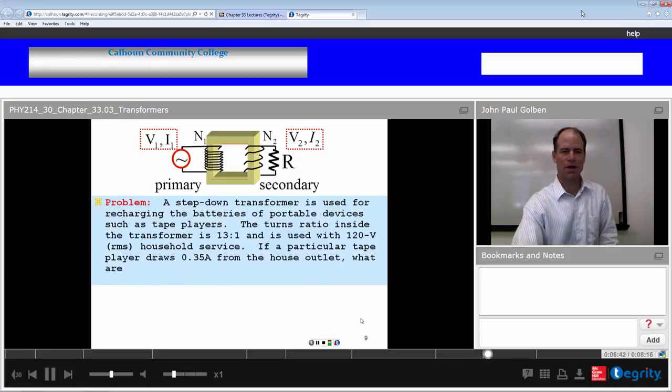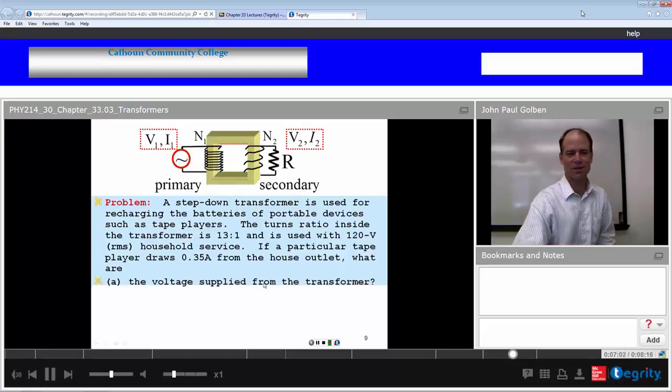Let's try another problem. A step-down transformer is used for recharging the batteries of portable devices such as tape players. The turns ratio inside the transformer is 13:1 and is used with 120 volt RMS household supply service. If the particular tape player draws 0.35 amps from the house outlet, what is the voltage supplied from the transformer?